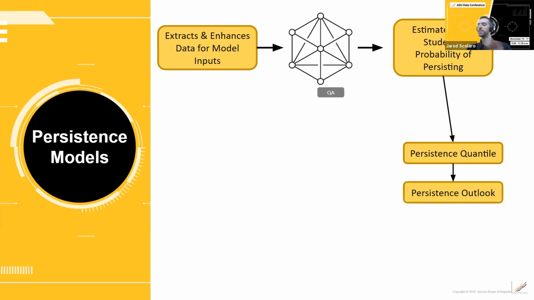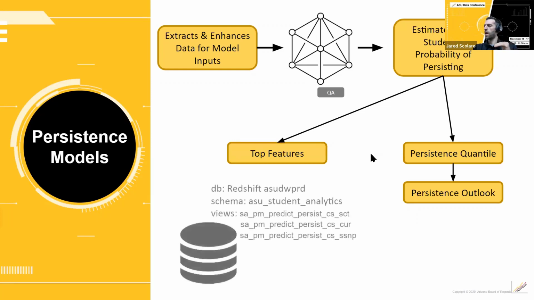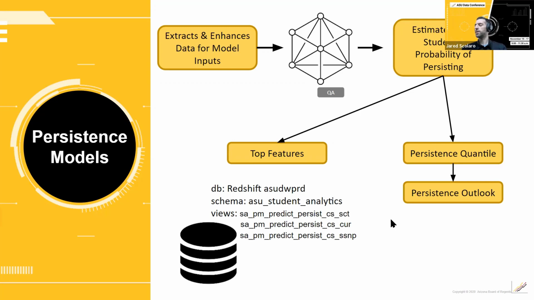And that's another thing too that we're considering, is that the best way to group these for the way that they're going to be used by stakeholders. And so that's something we're continuing to evaluate. And then we also come up with what are the top features that are most influencing each individual student's predictions? And a lot of this information is stored in various tables in the data warehouse.